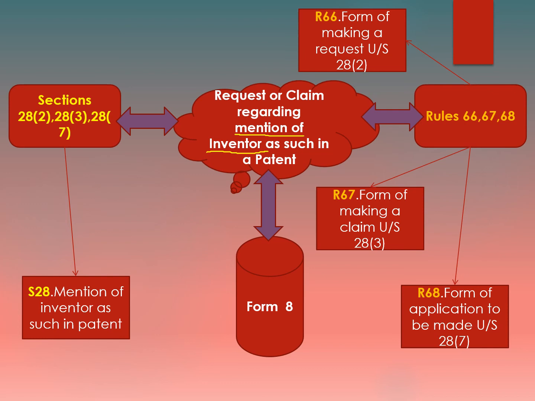So we can say here the objective of Form 8 is a request regarding the mention of inventor in a patent. So we can say Form 8 is related to Section 28 and Rules 66, 67 and 68.